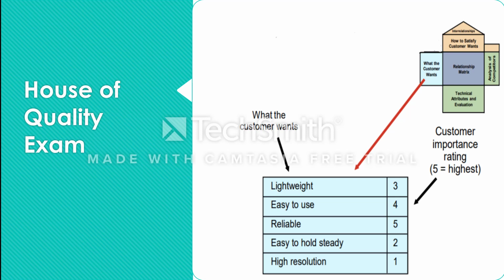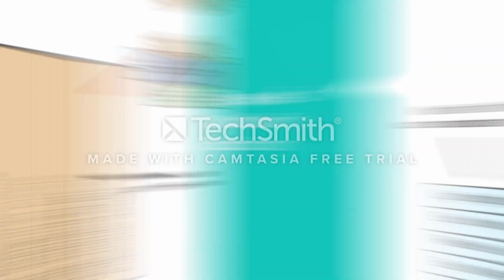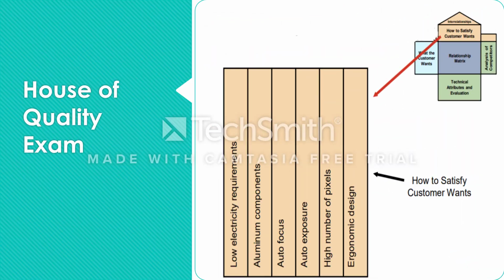The table shows that the customers want a camera that is lightweight, easy to use, reliable, easy to hold steady, high resolution. The ways the team came up to satisfy the customer wants were with the following features: low electricity requirements, aluminum components, autofocus, auto exposure, high number of pixels, ergonomic design.